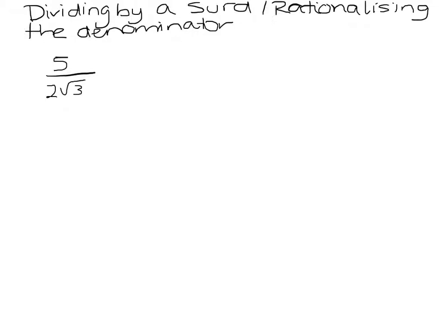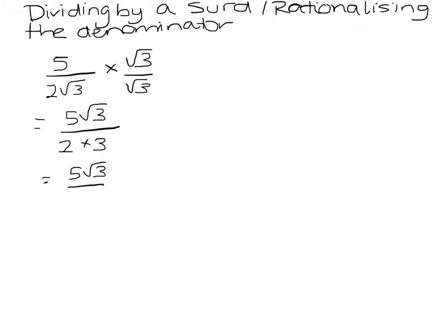So what we want to do, we're going to times top and bottom only by the third. Okay. If we times by 2 root 3, that's okay, but all that means is we have to simplify further later, and I'll show you that in a minute. So we just times by root 3 over root 3. Remember, this is really 1. So then we get 5 root 3 over 2 root 3 times root 3, and root 3 times root 3 is just 3. So we're left with 5 root 3 over 6, which is all nicely simplified for us.